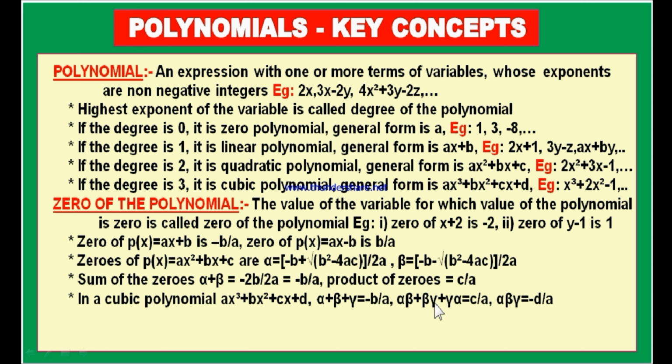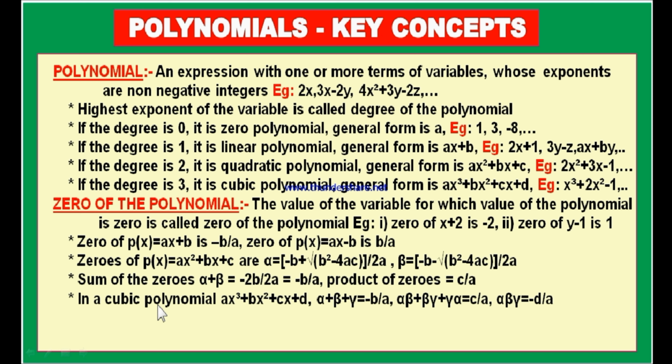Alpha beta plus beta gamma plus gamma alpha is equal to c by a, and alpha into beta into gamma is equal to minus d by a. These are the three formulae you should keep in mind if I have given a cubic polynomial.